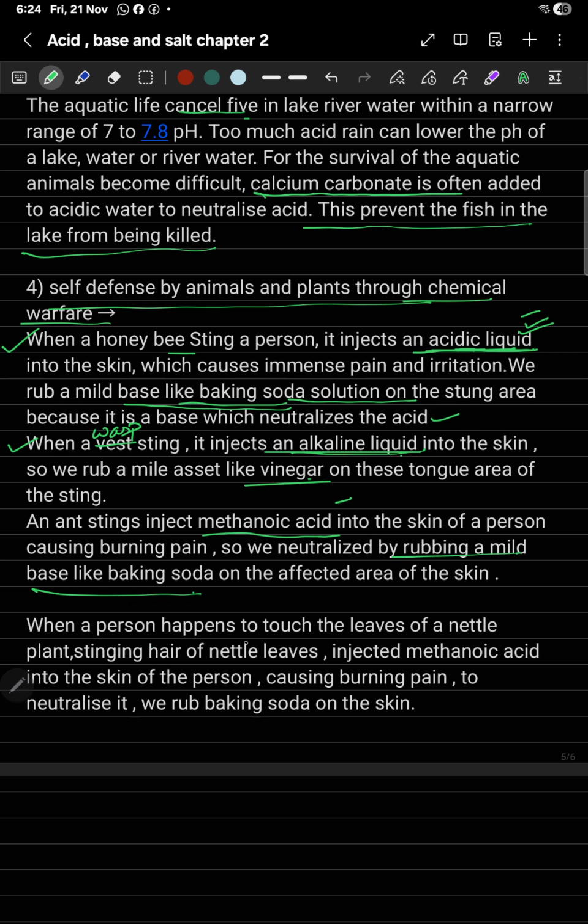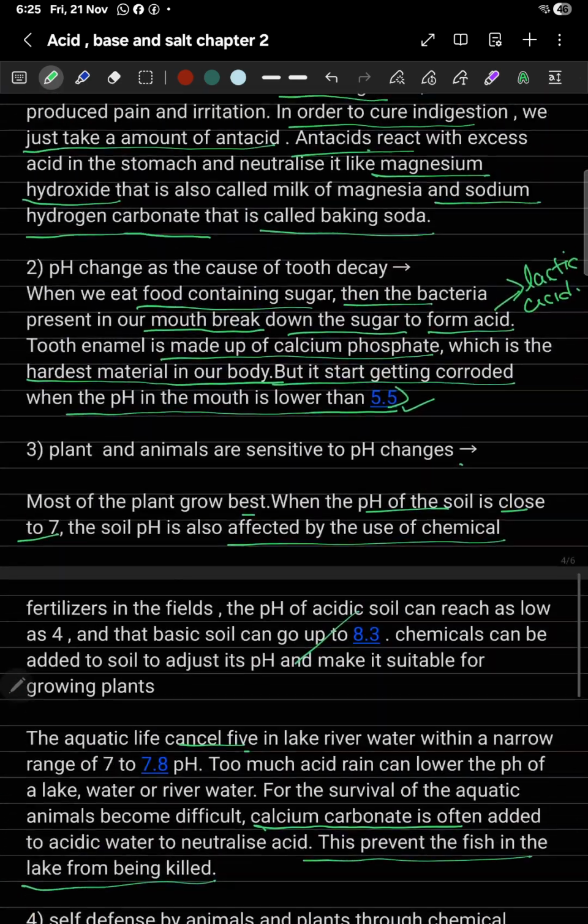When a person touches the leaves of a nettle plant, which has sticky stinging hairs, it injects methanoic acid into the skin of the person. Burning pain occurs. To neutralize it, we rub baking soda on the skin. So we have a number of examples of the importance of pH in our everyday life.